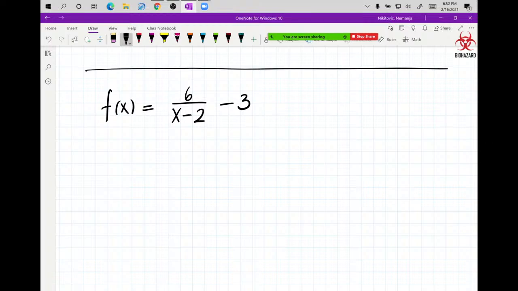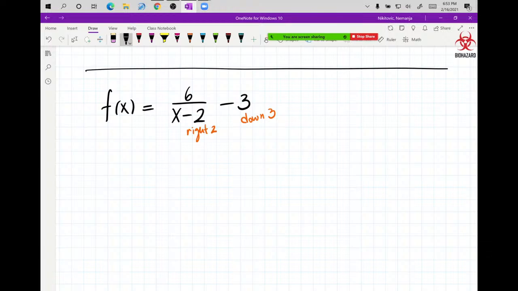Now, can you share your transformations? I got left 2, down 3. Oh, I just realized, never mind. Right 2, down 3, vertical stretch by 6. Yes. So right 2. All right.